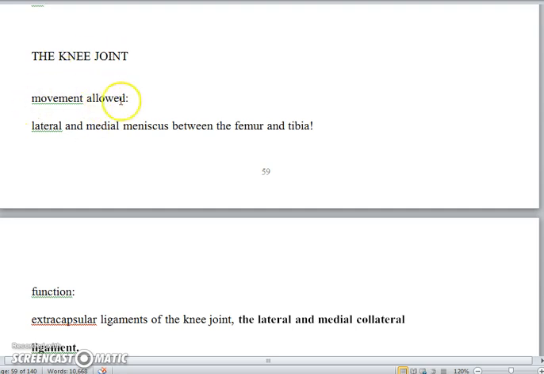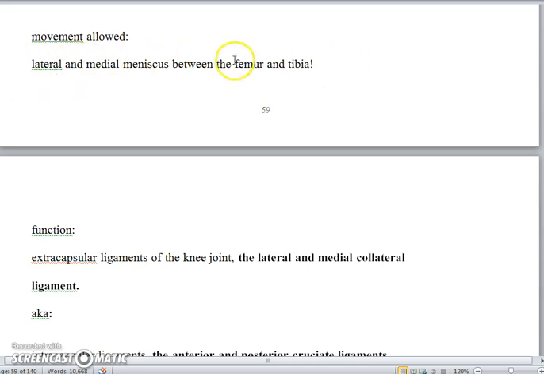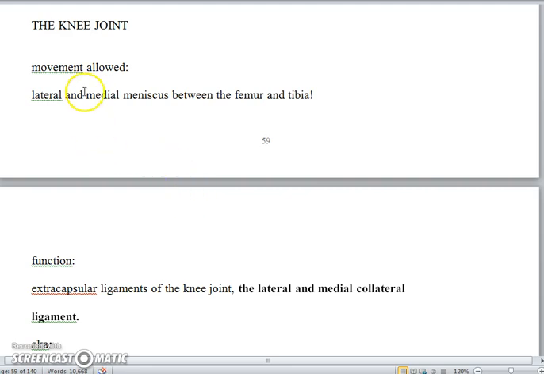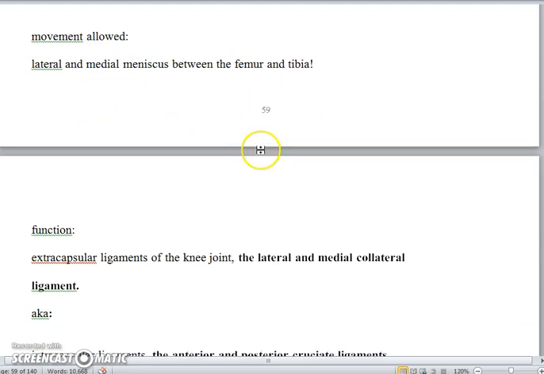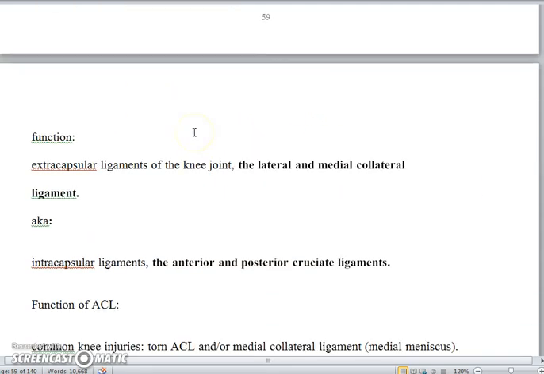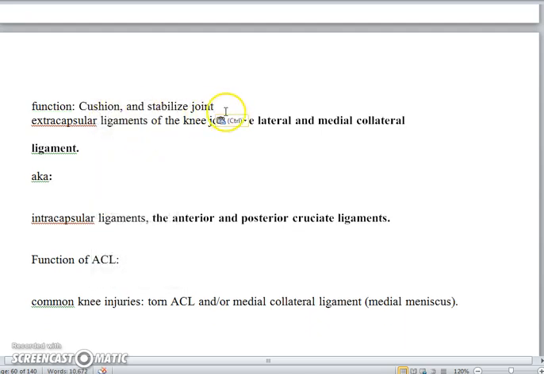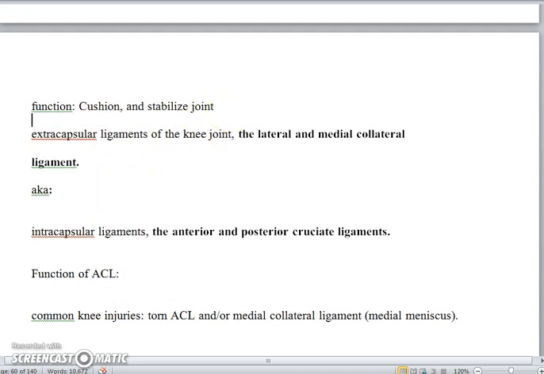All right, knee joint. Like we just said, pretty much the movement allowed here is flexion and extension. Note there's lateral and medial meniscus between the femur and the tibia. For the function there, just flip the page, and I'll find you guys a picture. Function: cushions and stabilizes the joint. The menisci kind of conform to the shape of the bones, and it sort of helps hold them together.